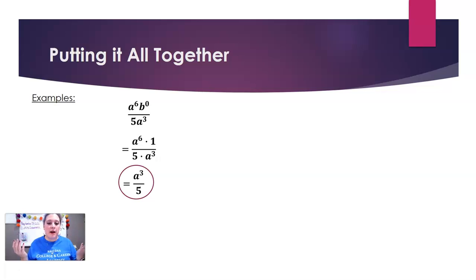How did I get a to the 3rd power divided by 5? Well, if you remember, from the previous day, we talked about dividing exponents. I subtract the exponents when I have to divide. So a to the 6th power divided by a to the 3rd power, I keep the a, and I take 6 minus 3, which is how I got the 3 on top. And then the 5 just stays on the bottom. The 1 times anything is just whatever it is. So 1 times a to the 3rd power is just a to the 3rd power.